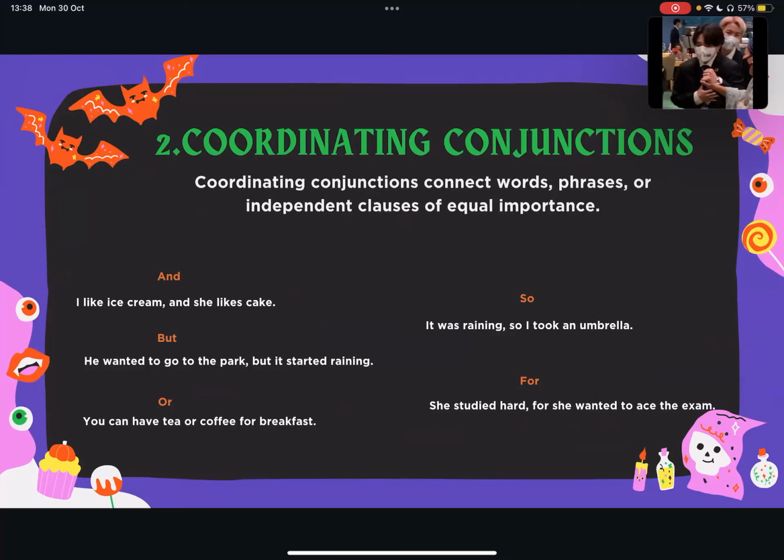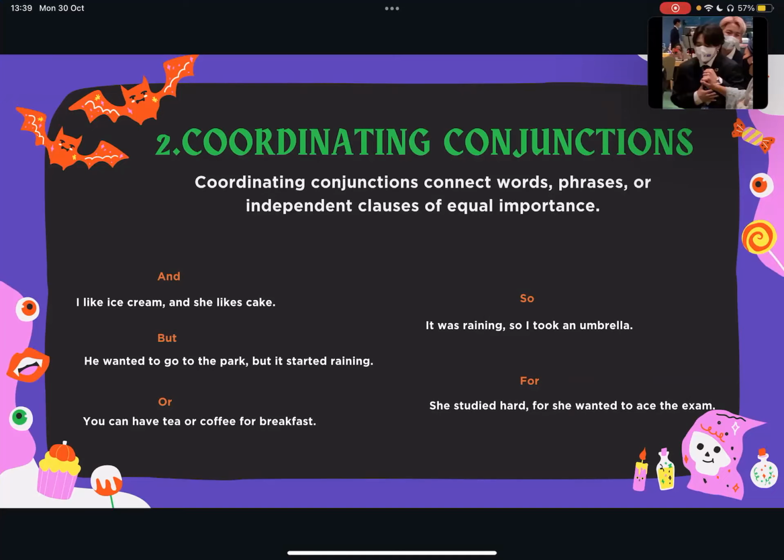And: used to add or combine similar ideas. For example, I like ice cream and she likes cake. But: indicates a contrast or opposition between two ideas. For example, he wanted to go to the park, but it started raining. Or: presents a choice between alternatives. For example, you can have tea or coffee for breakfast.